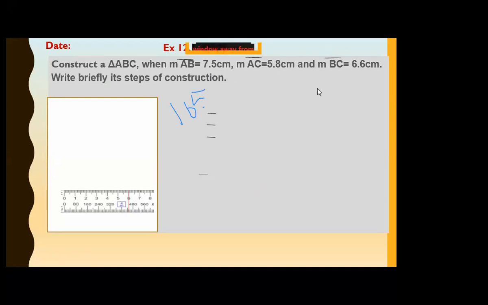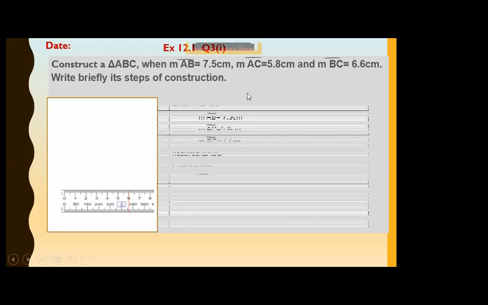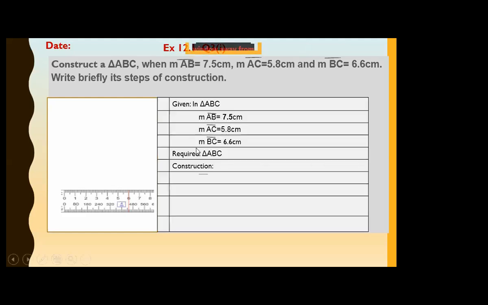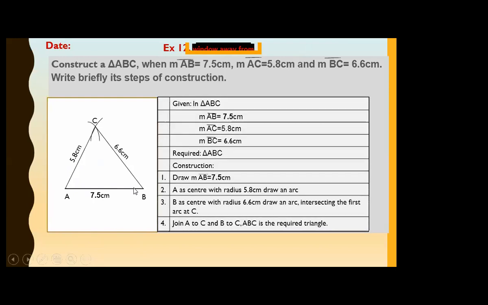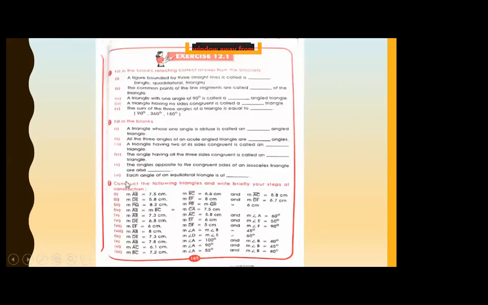Question 3, bit number 1, quickly. First, you have to write given like this, then required, and then construction. First of all, you have to draw the line of 7.5, then you have to draw two arcs in this way. Here you can see I'm showing you the question on the screen. This is part 1.